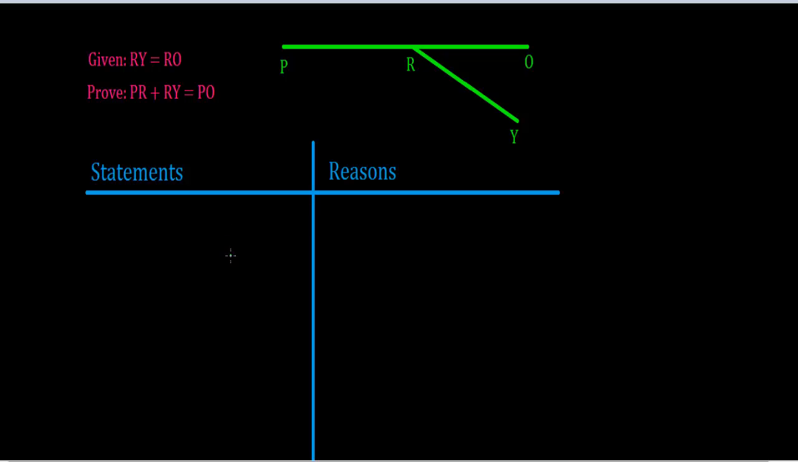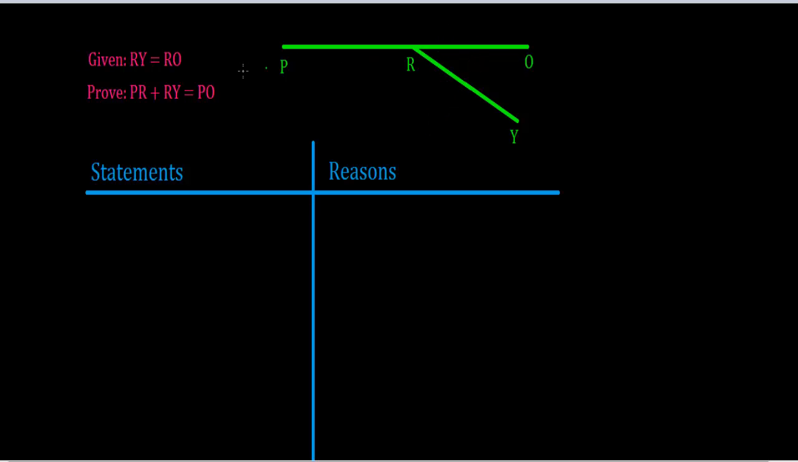Here's another proof using segments. We are given that distance RY is equal to distance RO. Let's look at the figure. RY equal to RO means that this distance here and this distance here are equal. They measure the same, so I can say they're congruent.